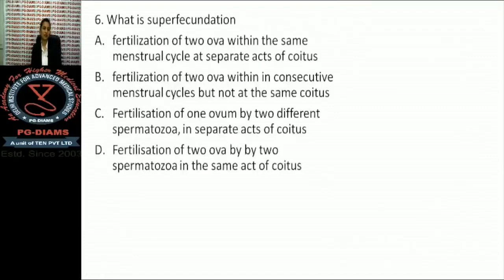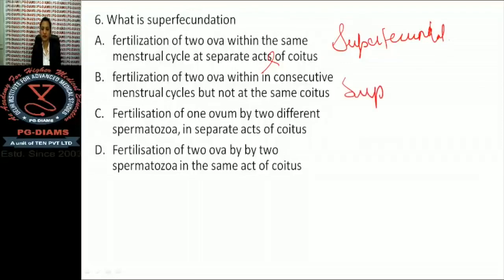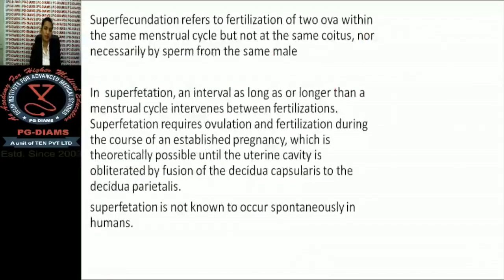Now coming to the next question, this is another question on twin pregnancy. What is superfecundation? There are two terms, superfecundation, and there is superfetation. Both of these things principally are similar. It is two different oocytes fertilized by two different spermatozoa at two different acts of coitus. The difference between fecundation and fetation is only of the cycle. If it is in the same cycle, it is called superfecundation, and if it is in two different, consecutive cycles, it is superfetation. So let's see the definition.